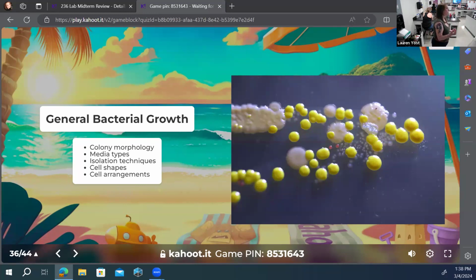Cell shapes, we already said bacilli and coccus are the main ones that you want to be aware of. And then cell arrangements, that's mostly going to be staphylo and strepto. Those are the two that I would be aware of. I'm not going to pop you out an irregular, like a no arrangement situation. It's going to be either staphylo or strepto. Okay. Those are two I want you to be familiar with.